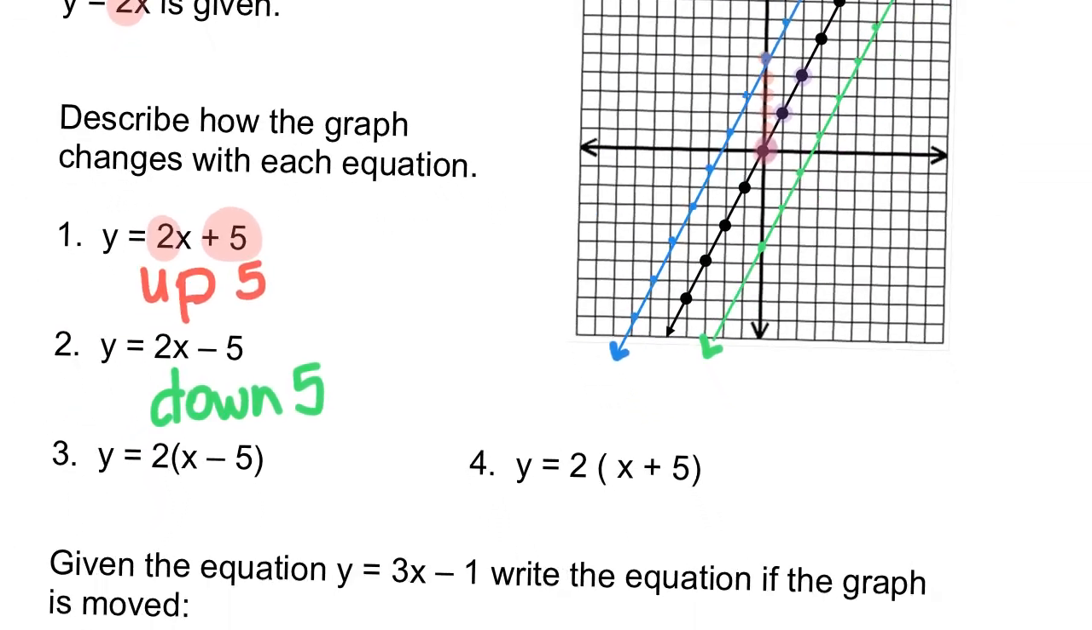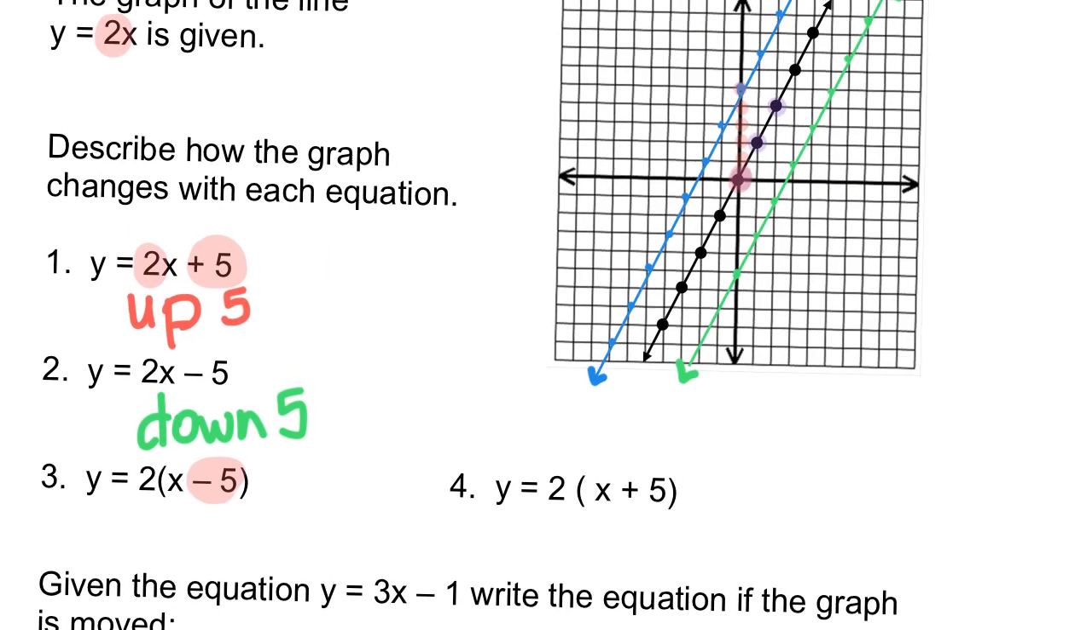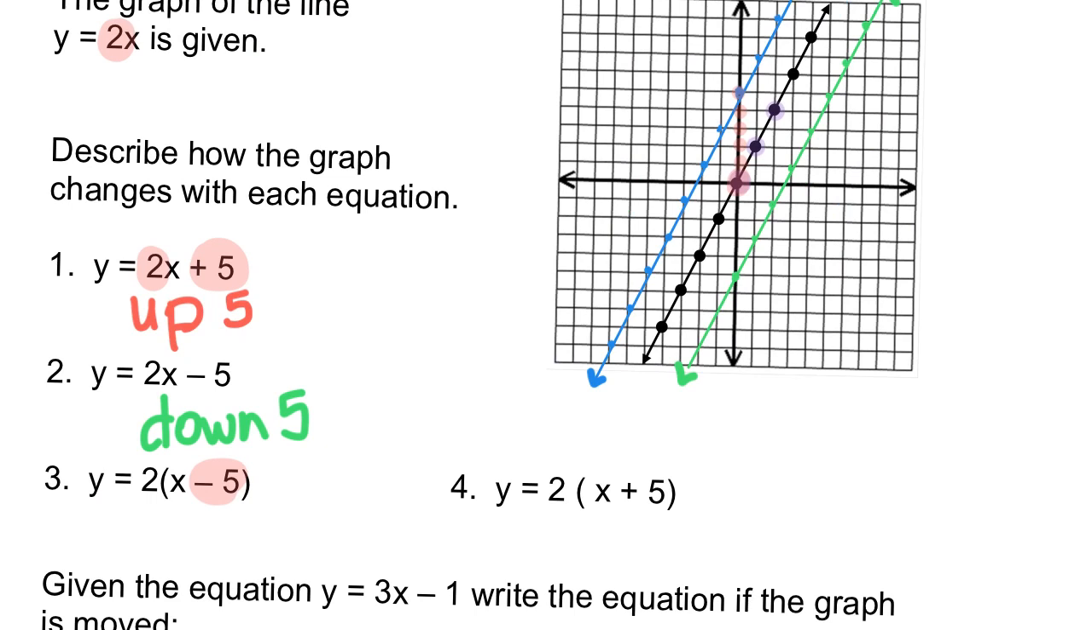Let's look at number 3. What do you expect will happen here? What do you expect since it's inside the parentheses and it's a minus 5? Make a prediction. Now go ahead and pause the video here to draw your line.